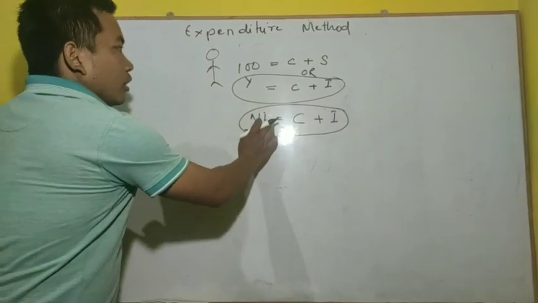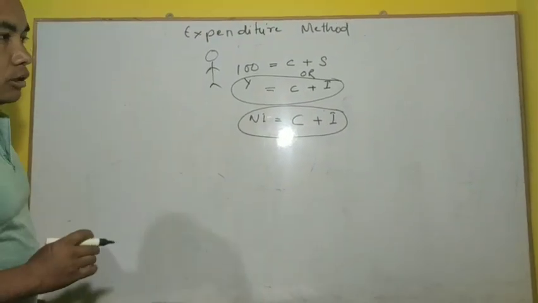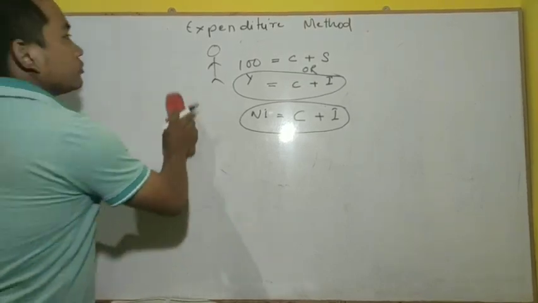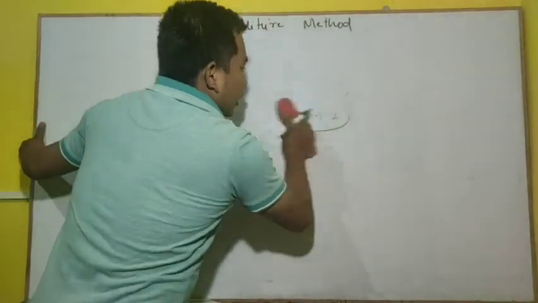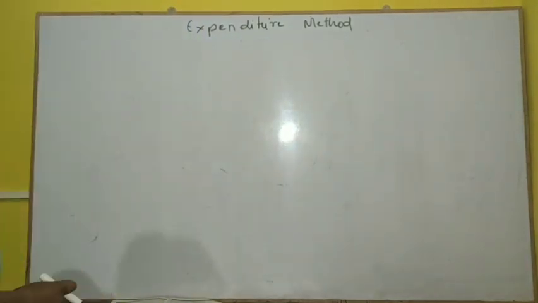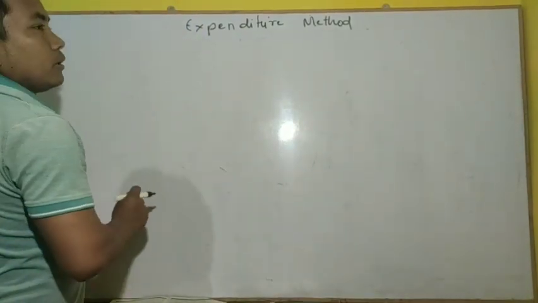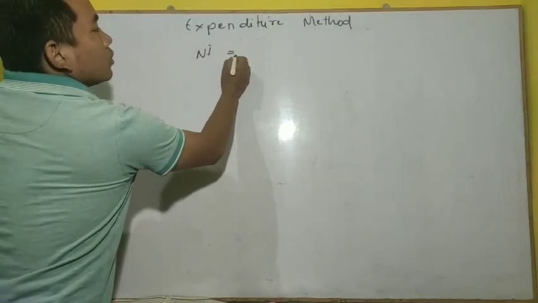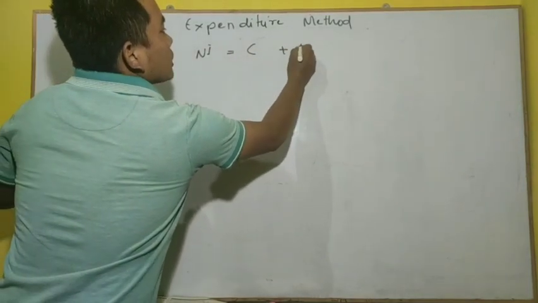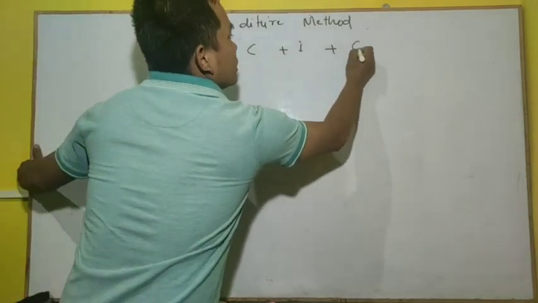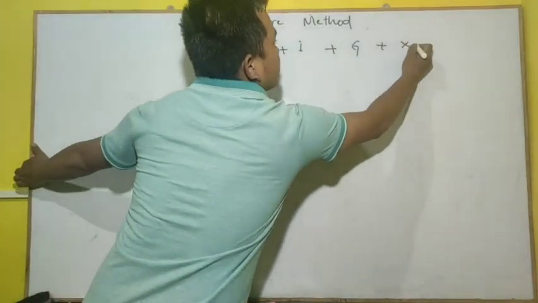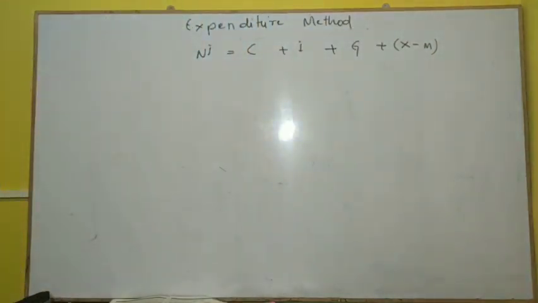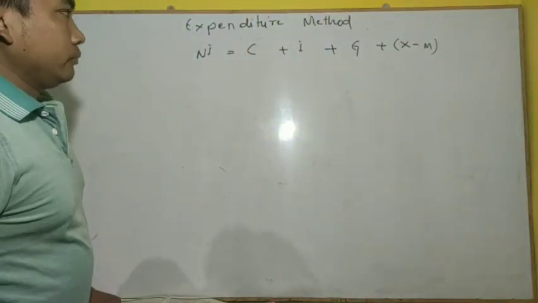Now let me come to the expenditure method that we have in our text. In your book, the expenditure method is given by an equation. That is, national income is equal to C plus I plus G plus X minus M. Now, let's see one by one what we mean by C, what we mean by I, and so on.